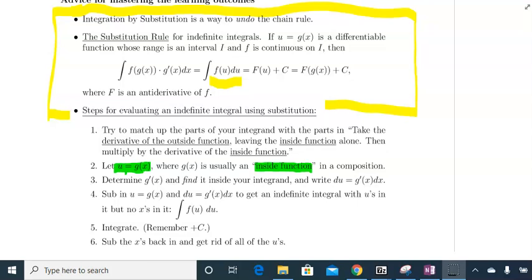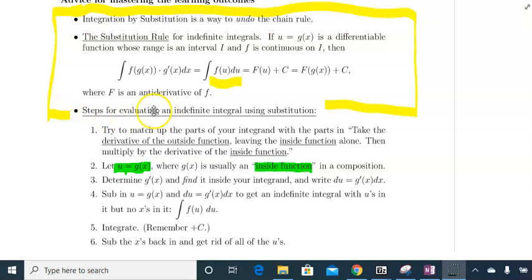The substitution rule for indefinite integrals says if u equals g of x is a differentiable function whose range is an interval I and f is continuous on I, then the integral f of g of x times g prime of x dx is equal to the integral f of u du equals uppercase F of u plus c equals uppercase F of g of x plus c, where uppercase F is an antiderivative of f.